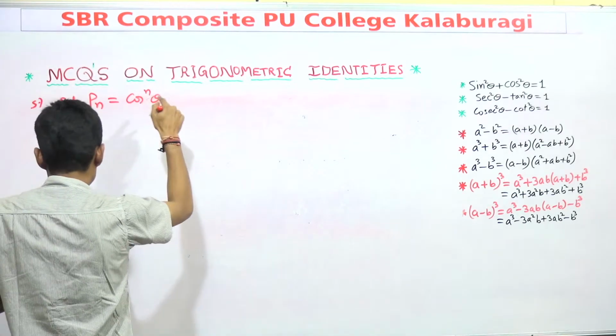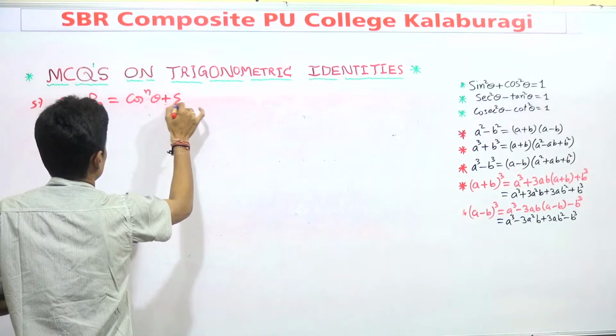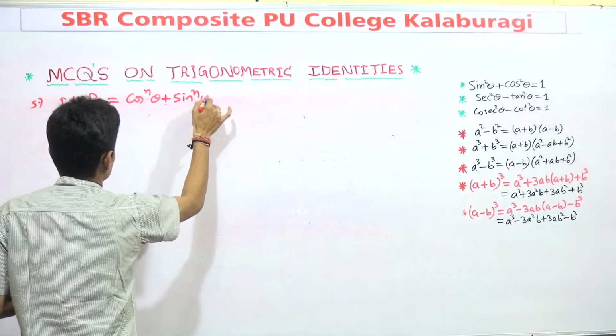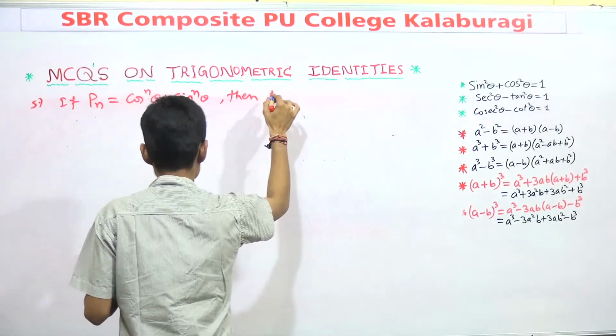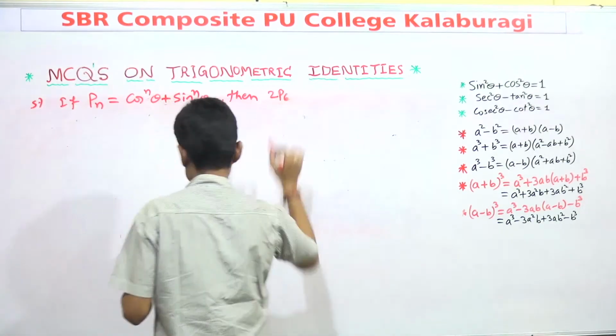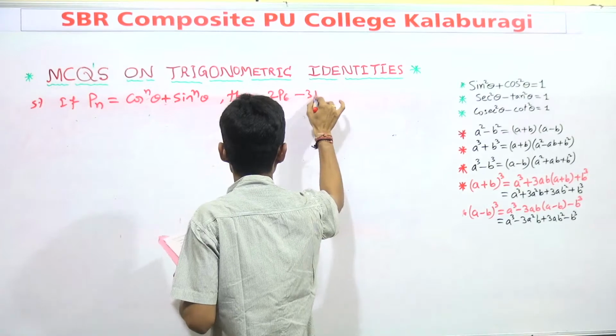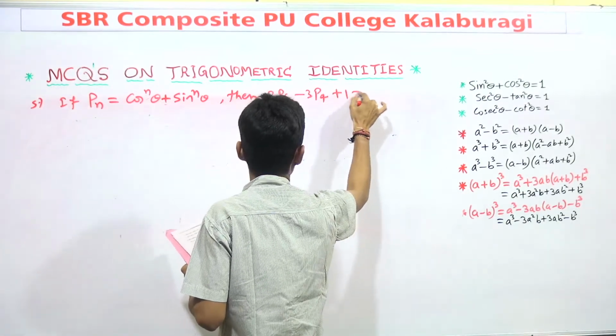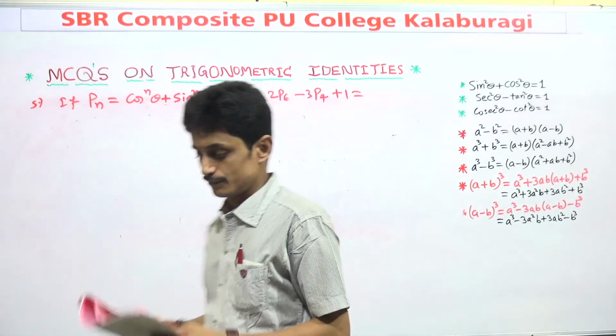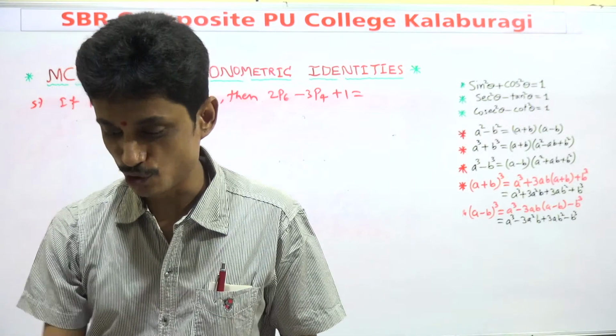Pn is equal to cos power n theta plus sin power n theta. Then 2 times of P6 minus 3 times of P4 plus 1 is equal to what? We need the answer for this question.